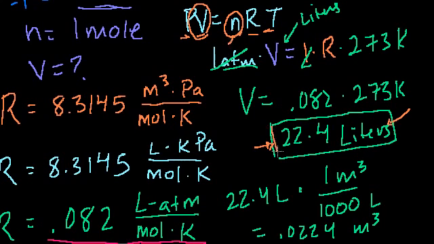So it's a useful thing to know that in liters at standard temperature and pressure, where standard temperature and pressure is defined as 1 atmosphere and 273 degrees Kelvin, an ideal gas will take up 22.4 liters of volume.